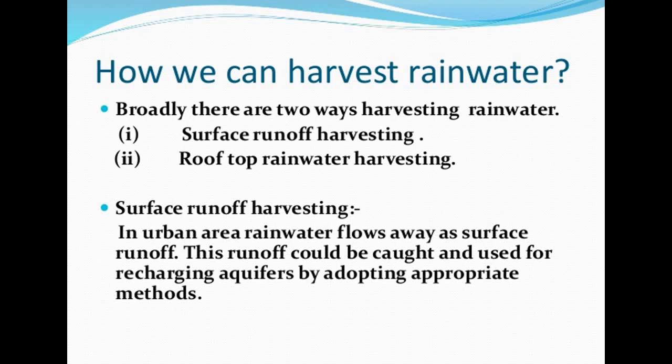So in surface runoff harvesting, it says in urban areas rainwater flows away as surface runoff, and this runoff could be caught and used for recharging aquifers by adopting appropriate methods. So this surface runoff harvesting says that in urban areas like cities and major big lands, there is certain rainwater that flows away as surface runoff, and this runoff could be caught and used for recharging aquifers.